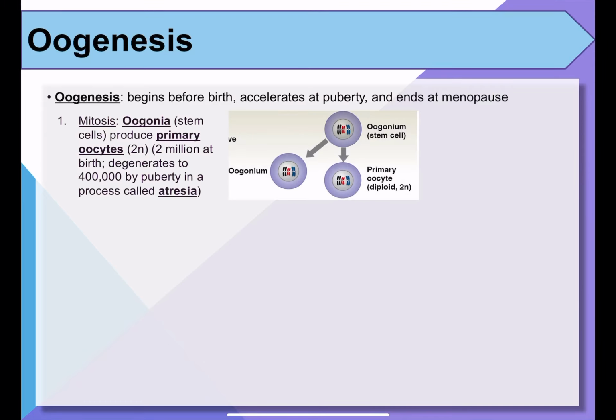All right. So again, the process of oogenesis starts with stem cells called oogonia, which divide via mitosis into your primary oocytes, and that is why your primary oocyte is still diploid at this moment. And technically speaking, we are born with about 2 million of these primary oocytes inside our ovaries at birth, but they will degenerate to about 400,000 by puberty. Okay, and this degeneration process is called atresia in females, because we don't need all 2 million eggs.